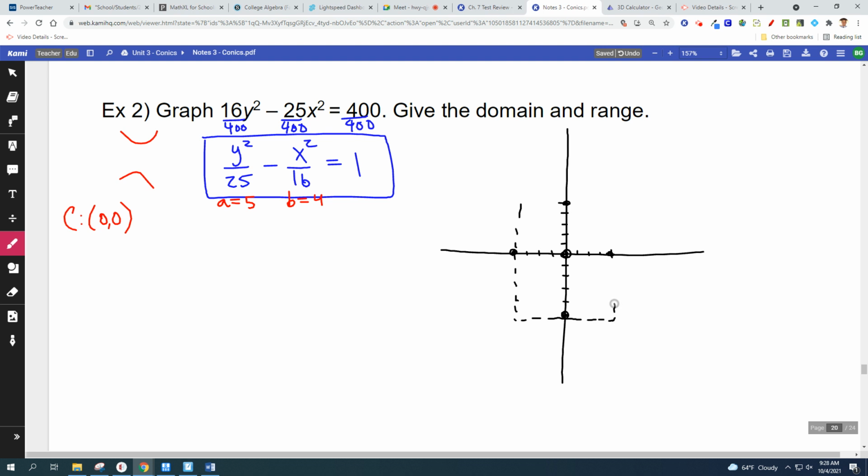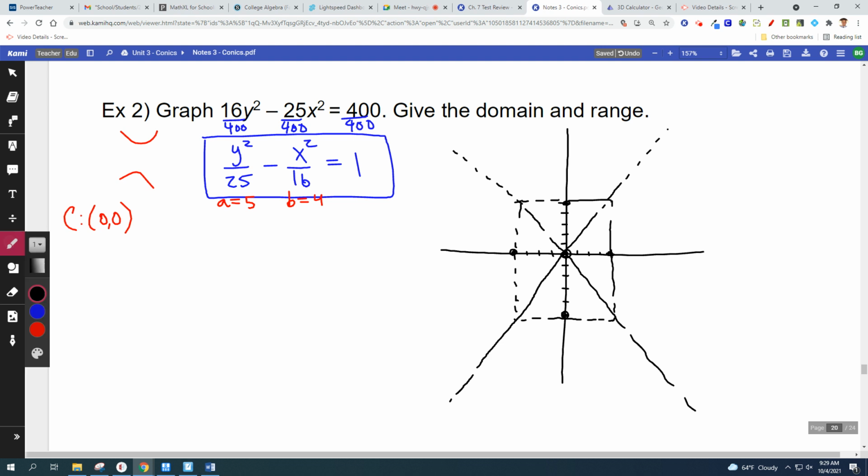I think this box really helps. Asymptotes go from corner to corner through the center point. Okay. And don't forget, which direction is this oriented? Y direction, X direction. This is the Y direction. So we need to make sure we draw this in the Y direction. Vertex here. Vertex here.